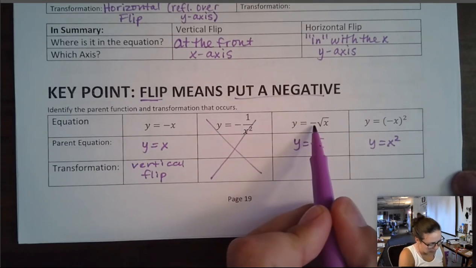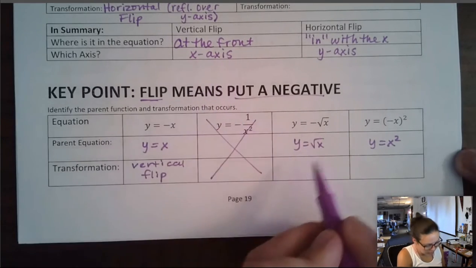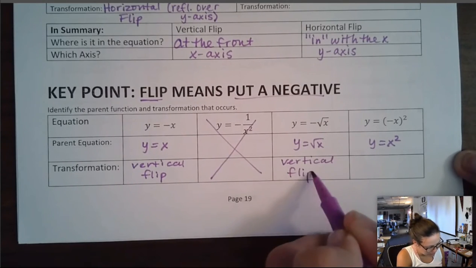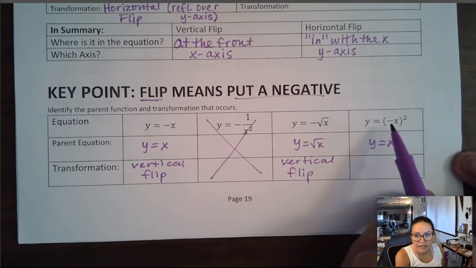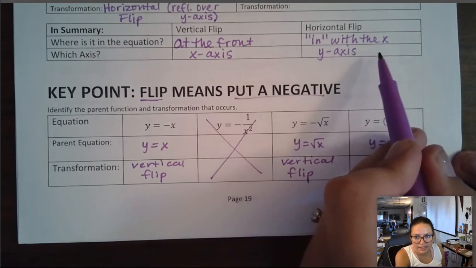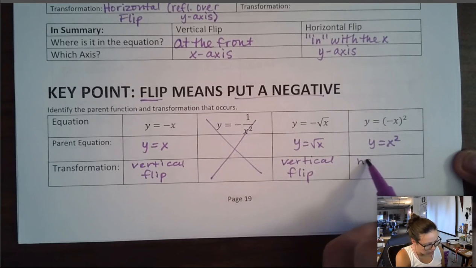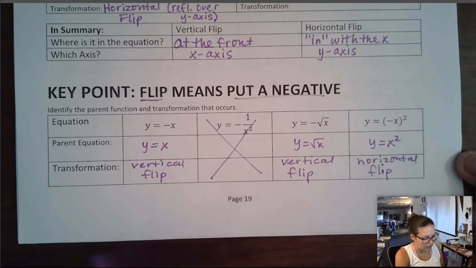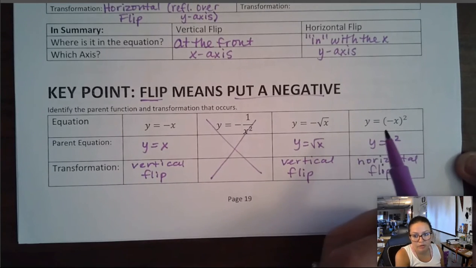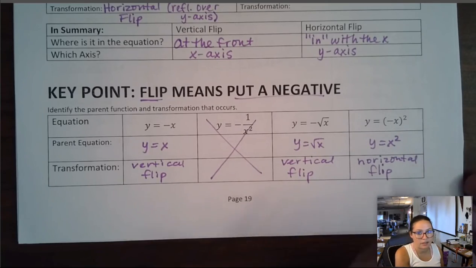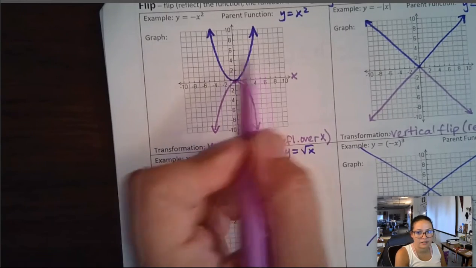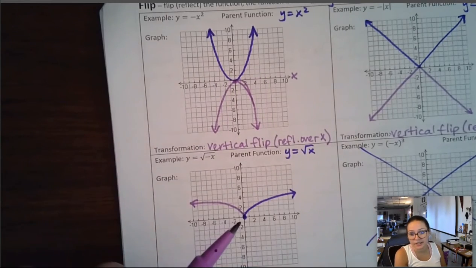Okay, so here we have a negative. Where is it? It's at the front. This is a vertical flip. Here, the negative is in the parentheses with the x, which means it is a horizontal flip. And funnily enough, if you do a horizontal flip of a parabola, it's going to look exactly the same. I mean, go back up here. Imagine flipping this over the y-axis. It's going to look exactly the same.